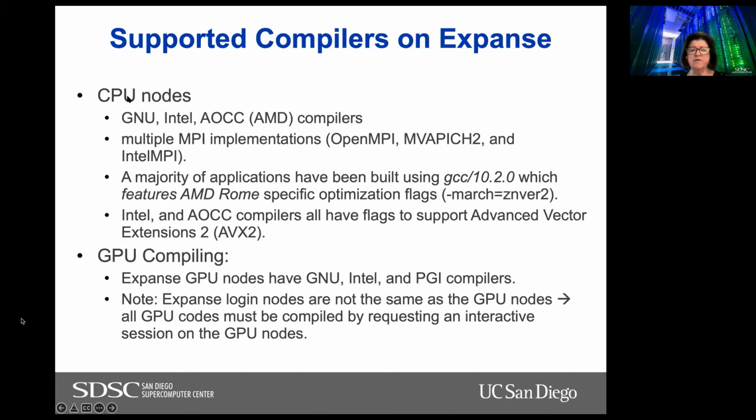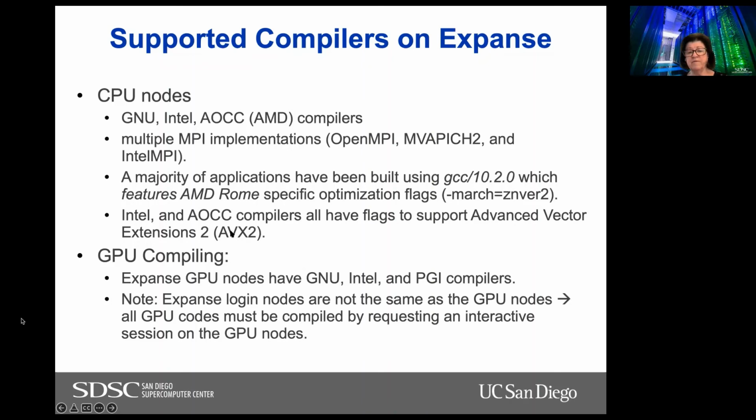But if you have to compile, then you need to know that there's a difference between CPU and GPU compiling, and we support a large, broad number of compilers: GNU, Intel, AMD. We have MPI implementations, OpenMP, MVAPICH, and Intel MPI. A lot of our code has been built using the GNU compiler, GCC, and special flags, and we get excellent performance. So you may want to test different compilers because you can get different performance depending on your code and the system that you're on.